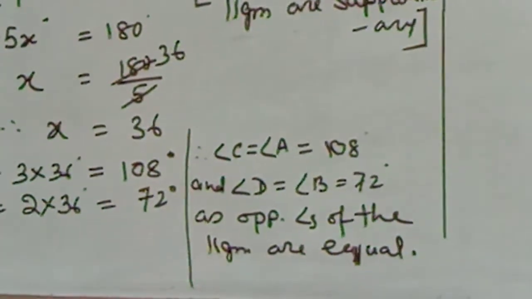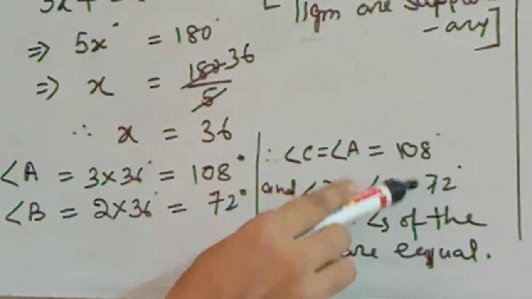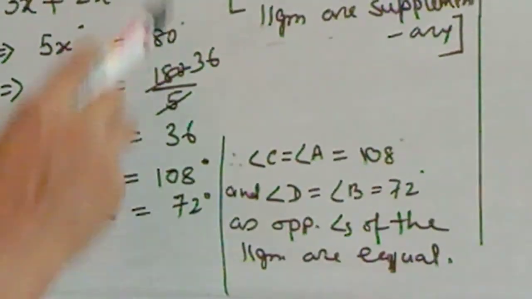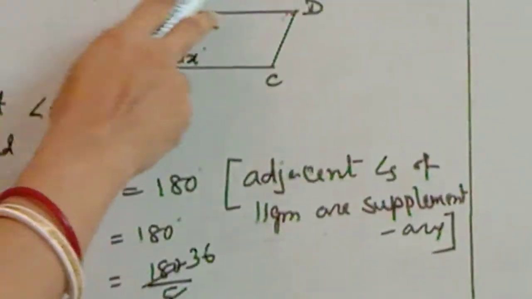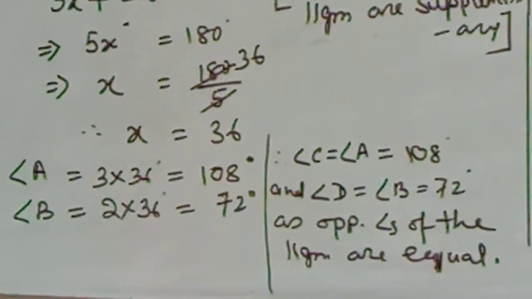So all the angles of the parallelogram, angle A, angle B, angle C and angle D, are found. You had to find the measures of each angle, so all the angles you have found out. Now come to the next question.